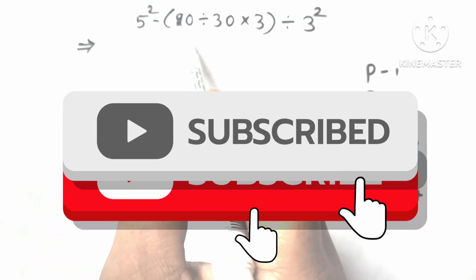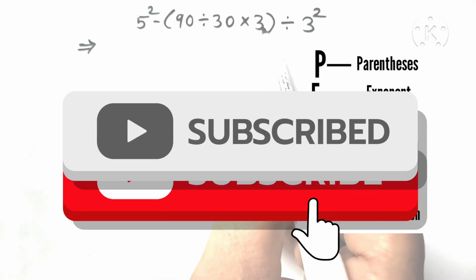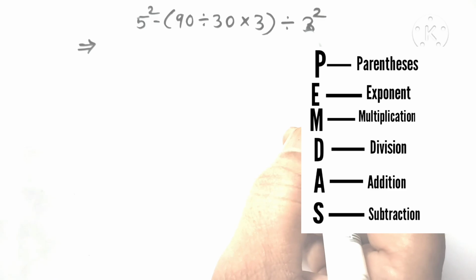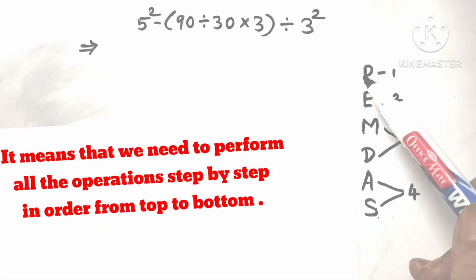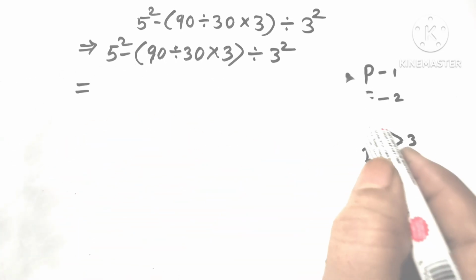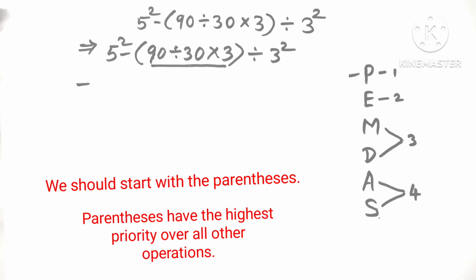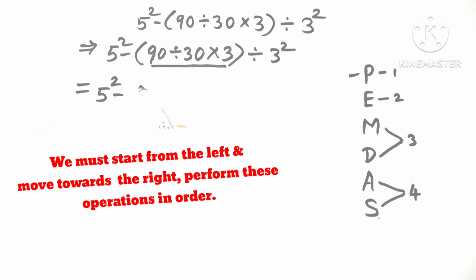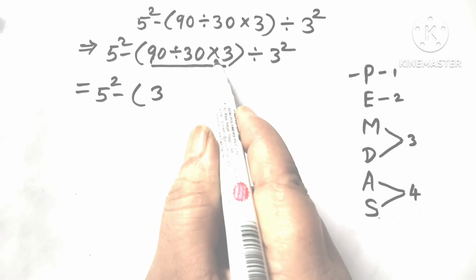5 square minus in bracket 90 divided by 30 times 3 bracket complete divided by 3 square. It means that we need to perform all the operations step by step in order from top to bottom. Use the rule of priority. We should start with the parentheses. Parentheses have the highest priority over all other operations. We must start from the left and move toward the right. Perform these operations in order.